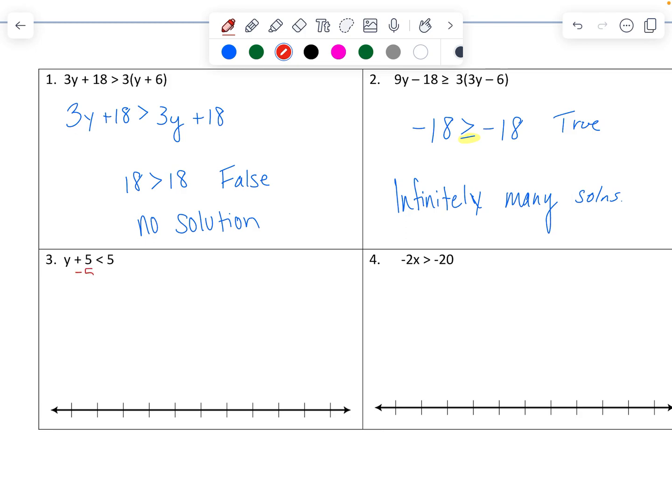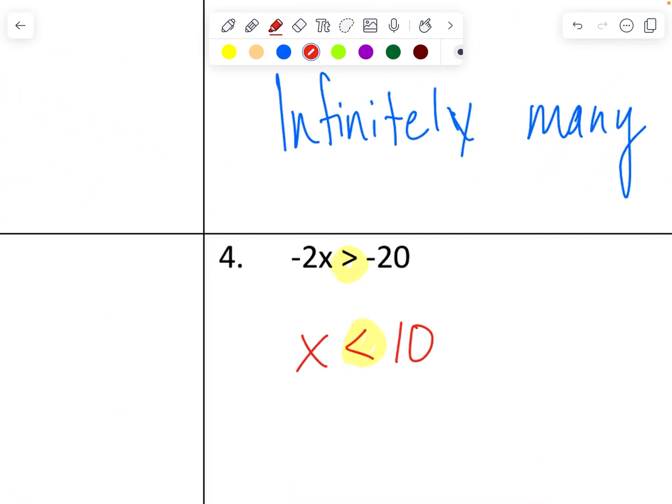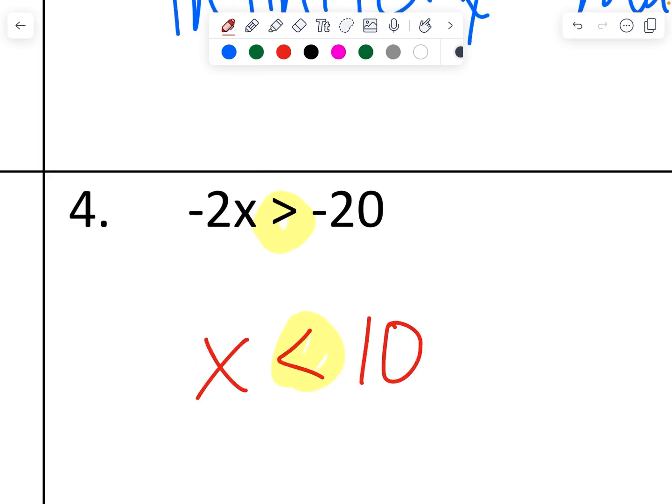All right, 3. We should have y is less than 0, so put a 0. And that would be an open circle, and I can shade to the left. This would be x is less than 10. We put a 10, open circle, shade to the left. Now, a couple things to think about. Why did this inequality switch? It's because I had a negative with the variable. Because I had a negative with the variable, I have to switch that from a greater than to a less than.